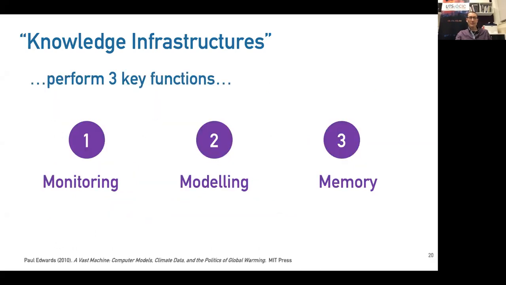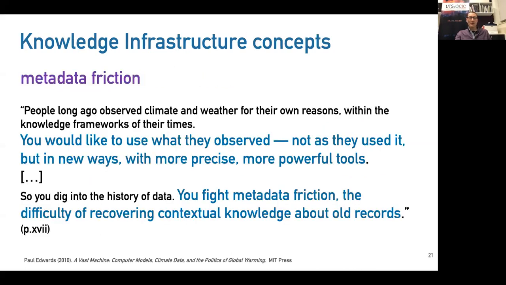Knowledge infrastructures perform three functions, easy to remember, it's 3 M's. They are monitoring the world, they are building models of the world, and they're serving as a form of collective memory of what we said, what we claimed, and we can go back and re-excavate that. And knowledge infrastructures have some interesting concepts and properties.